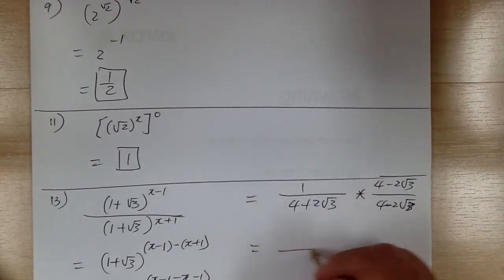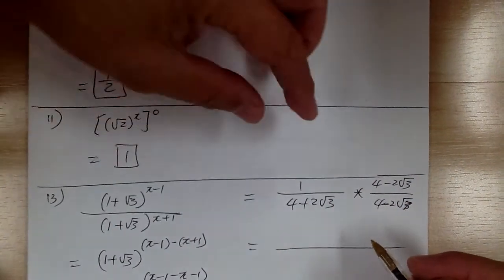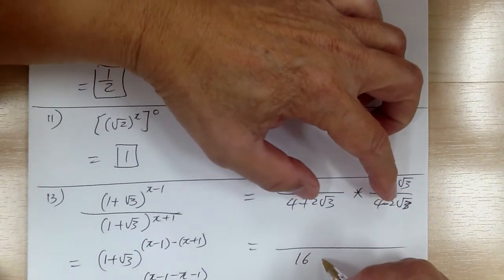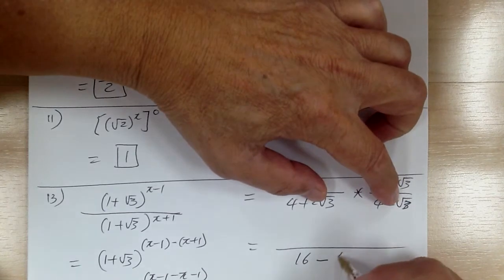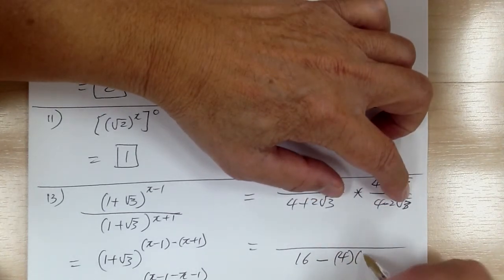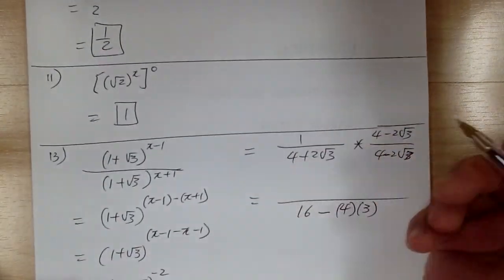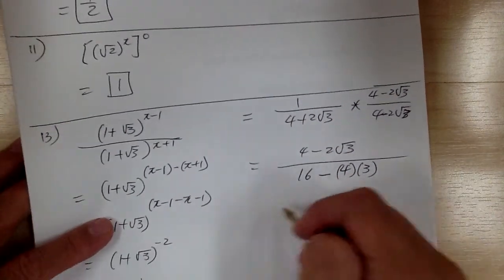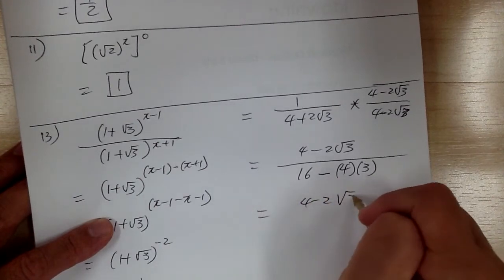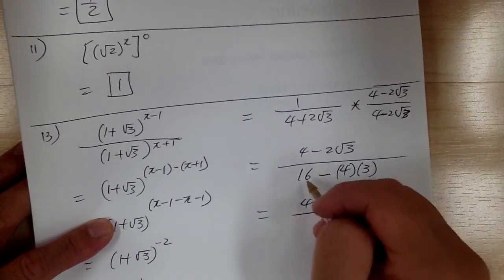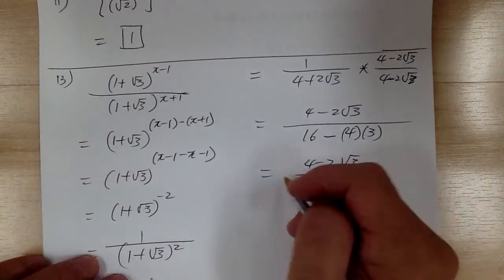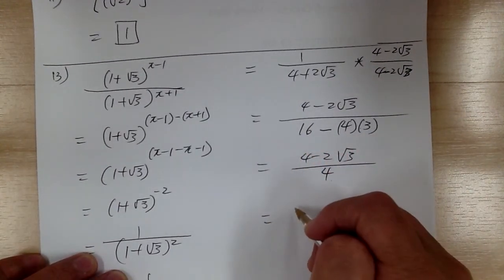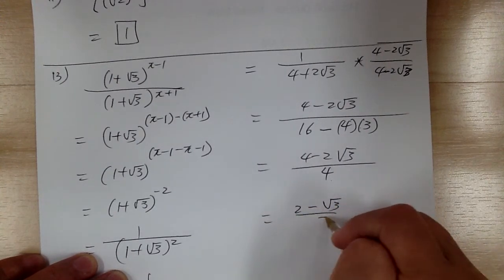So on the bottom, you always do the bottom first. You're going to get 16 minus 2 times 2 is 4, square root of 3 times square root of 3 is 3. On the top, you can multiply out. So this will equal 4 minus 2 square root of 3 over 4. 16 minus 12 will give you 4. Now you have to divide by 2. All these are multiples of 2, so reduce every term by 2. You're going to get 2 minus square root of 3 over 2.